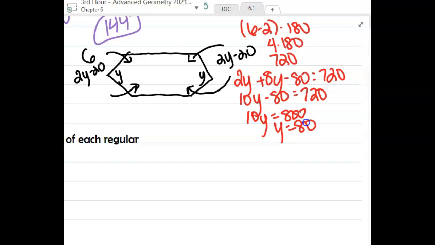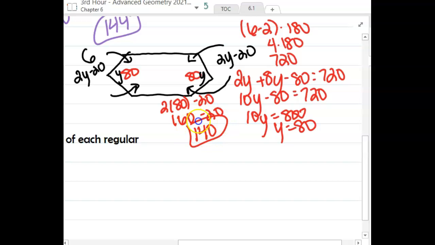But like always, it's really important to make sure you actually answer the question, because they didn't really want to know what y is. They wanted to know what the angle measures are, which are these two angle measures. Those are going to be 80, but the other four are not 80. They are 2y minus 20. So we would need to take 2 times 80 minus 20, which is 160 minus 20. So the other ones are 140. So the angle measures are 140, 140, 140, 140, and then 80 and 80. Okay, questions on those ones?